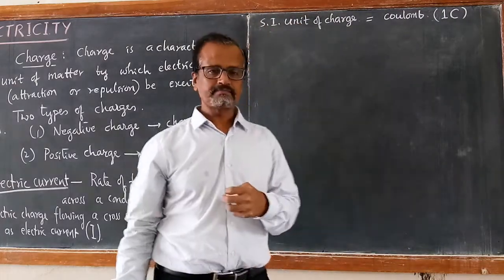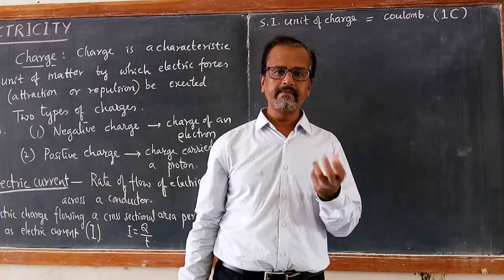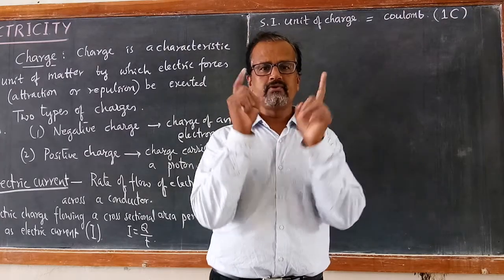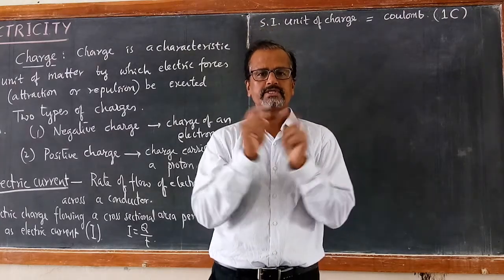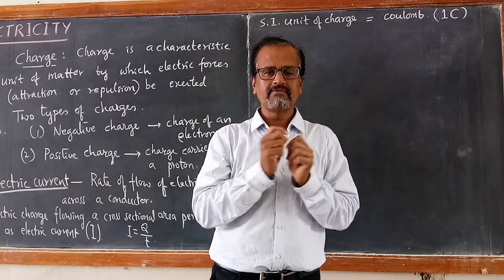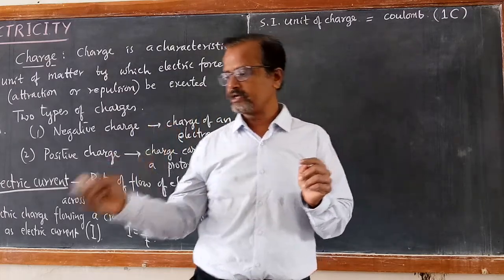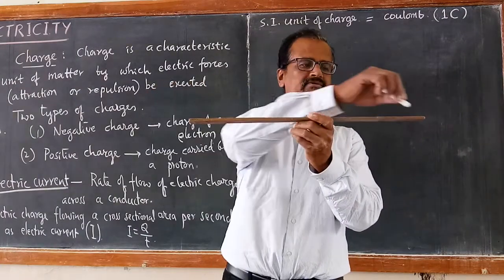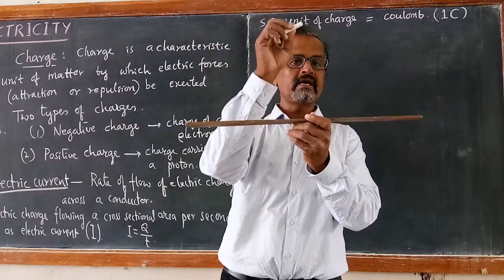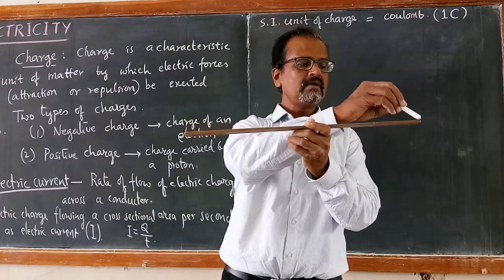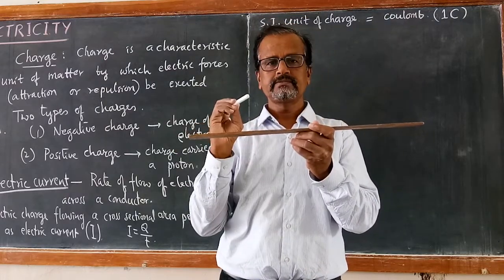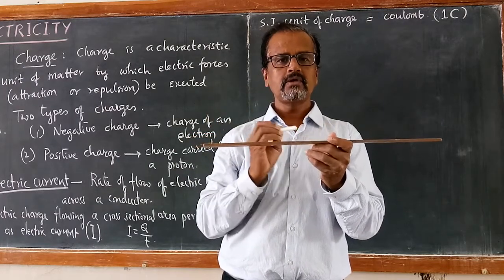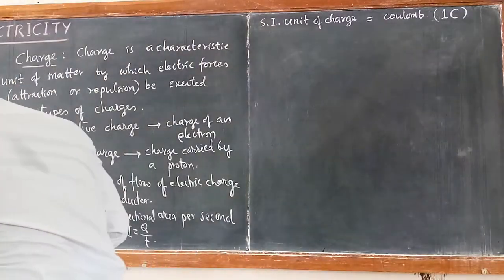Later on electrons were discovered, and it was found that it is the flow of electrons which constitutes electric current. Suppose this is the conductor. If the flow of electrons is from right to left, then the direction of electric current is always from left to right. That is called the conventional direction of electric current.